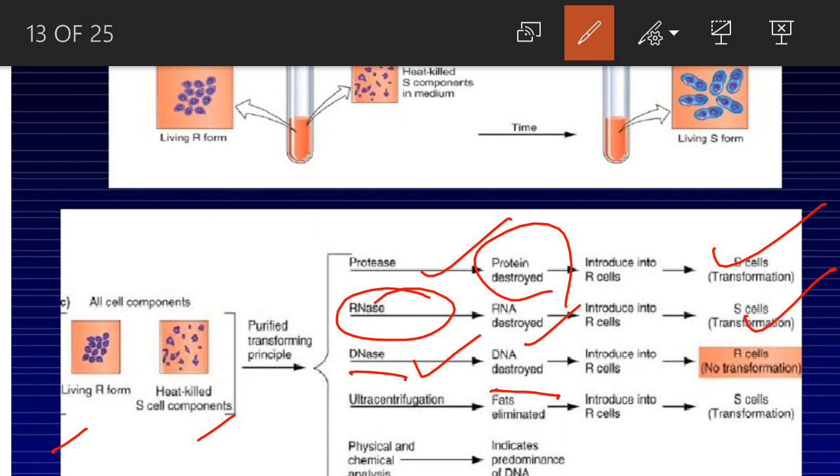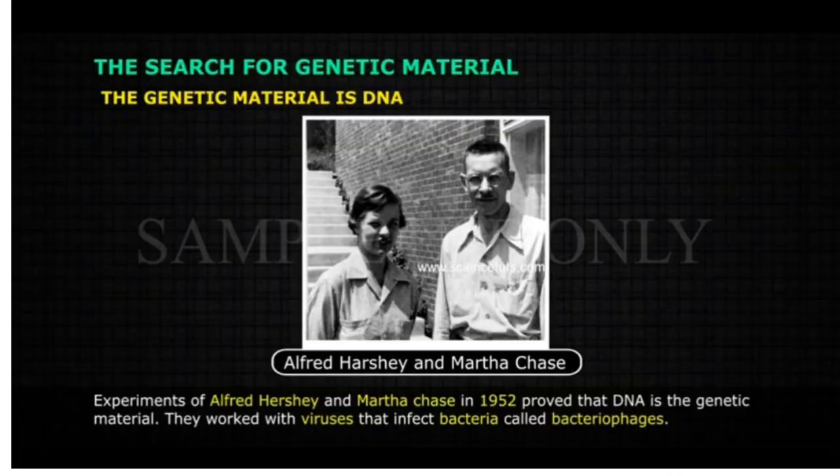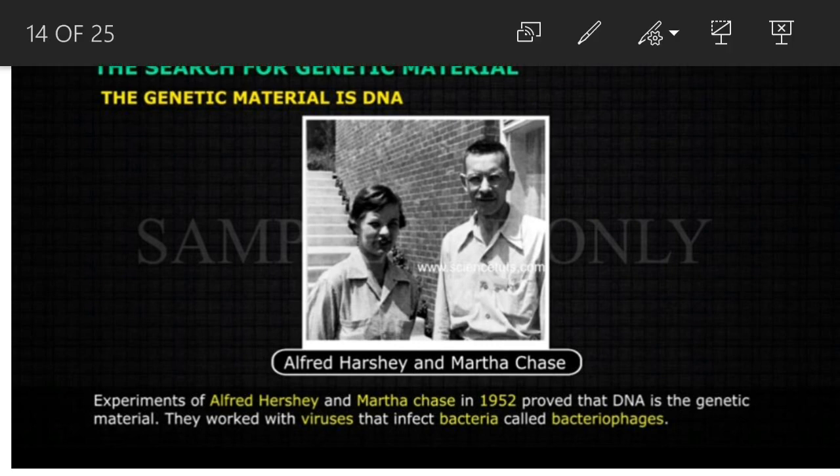So then after that, the exact experiment that was given by Alfred Hershey and Martha Chase in 1952 proved that DNA is the genetic material. They worked with viruses that infect bacteria, and they are known as bacteriophages. So for their experiment to show that DNA is the genetic material, these two scientists worked with a virus that is known as bacteriophage.